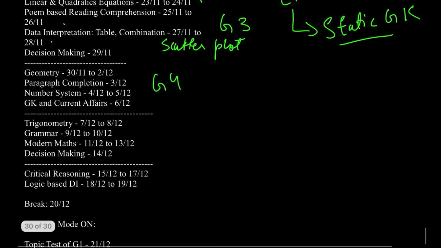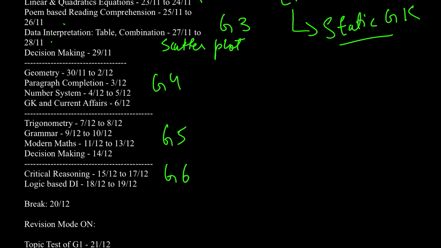देन वी हैव आवर G5 and G6 which are interrelated. Okay. Now here we see trigonometry coming as a new part which might not be useful in the XAT, but I mean might not be useful in the CAT, but you can see the date in which I have added it is 7th of December. So तब तक तो आपका CAT जा ही चुका होगा। उसके बाद we'll have grammar, which is again as you see after CAT, and then modern maths, and then decision making, critical reasoning, and logic based DIs. Okay, again 2 days for DI practice all over again.